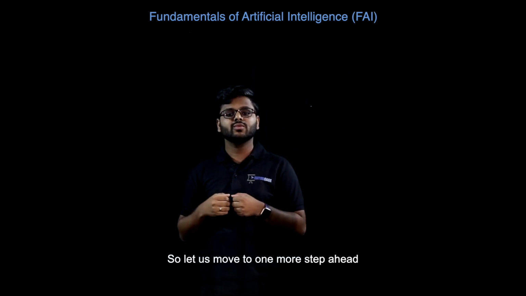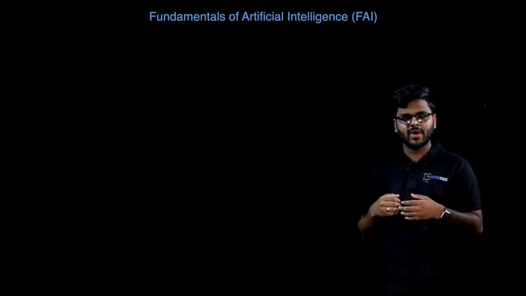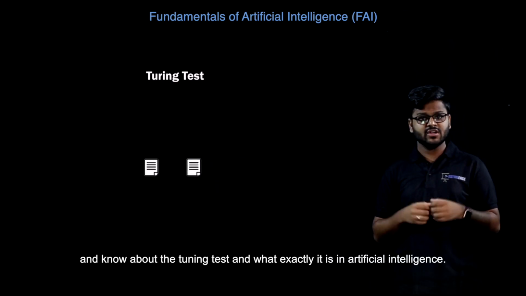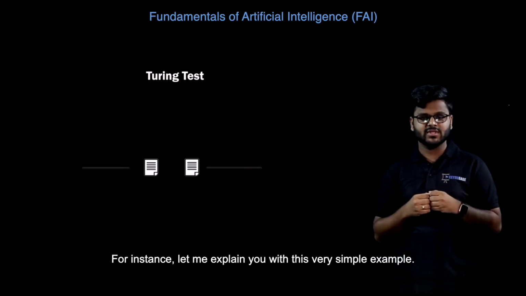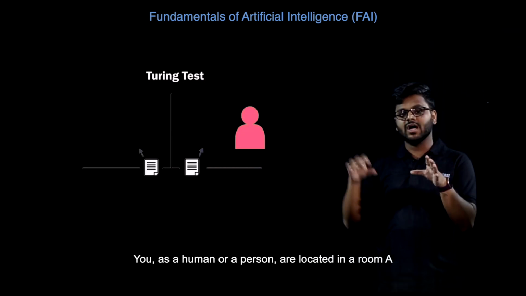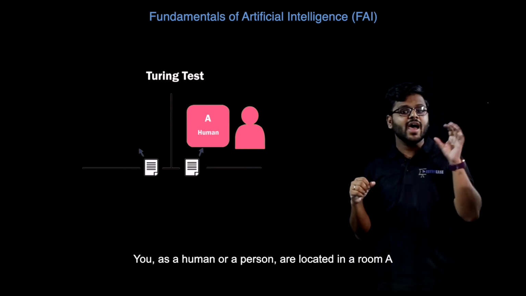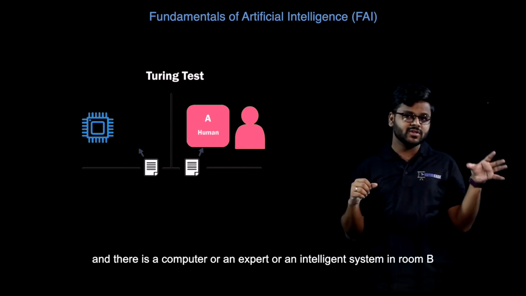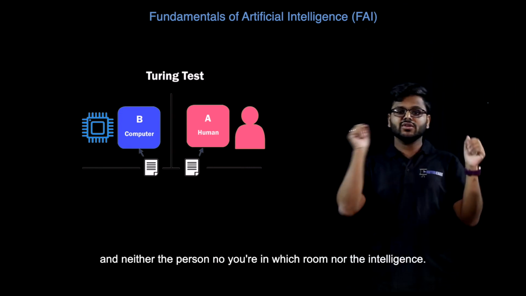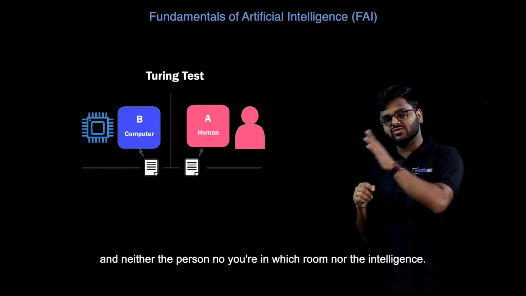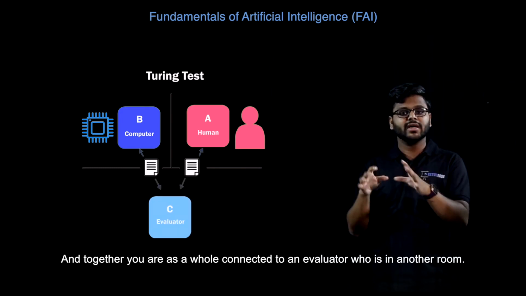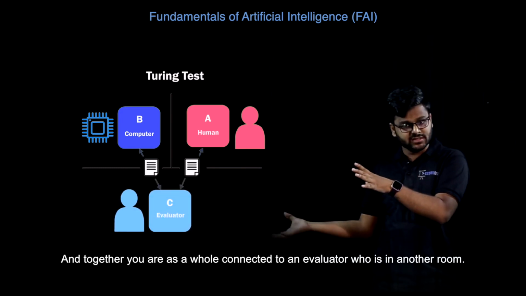So let us move one more step ahead and know about the Turing test and what exactly it is in artificial intelligence. Let me explain with a very simple example. You, as a human, are located in a room A, and there is a computer or an intelligent system in room B, and neither does the person know which room the intelligence is in, nor does the intelligence know which room the person is in, and together you are connected to an evaluator who is in another room.